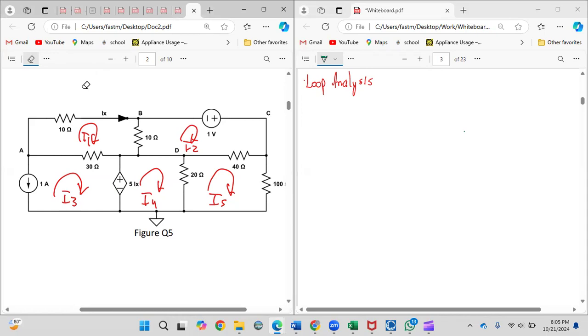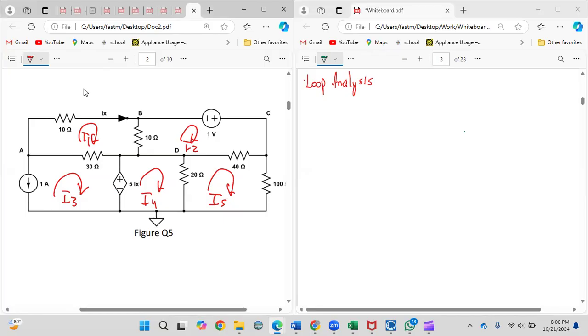So we just continue like a normal question. It doesn't really matter what loop you start on. You can start with I1 because that's kind of logical. With I1, the first thing you do is assume the direction of your voltage drop. We're going to assume it the way we're accustomed to.